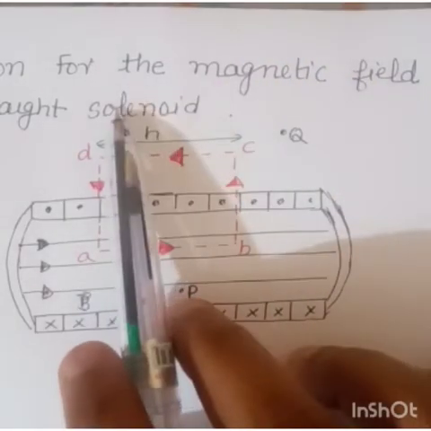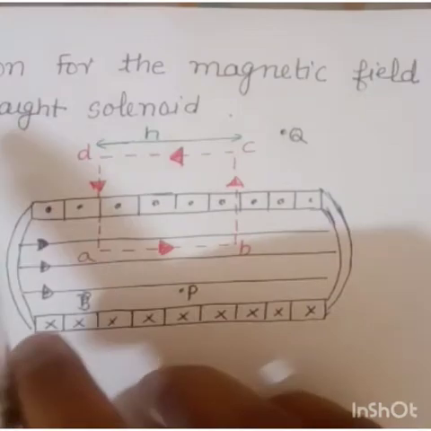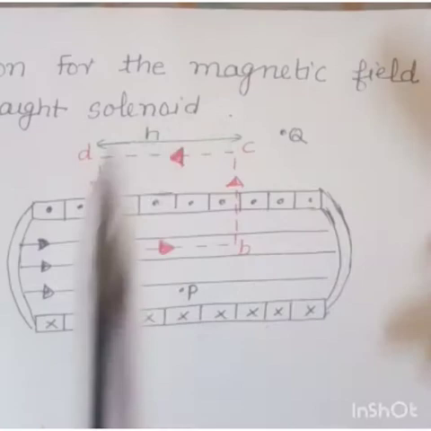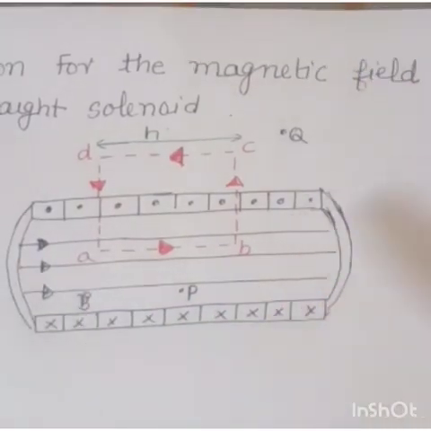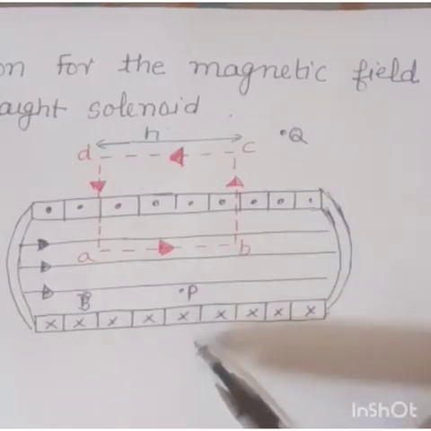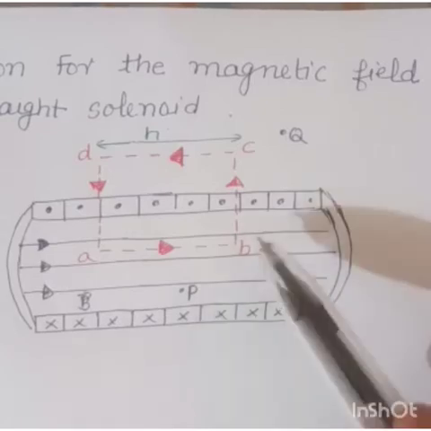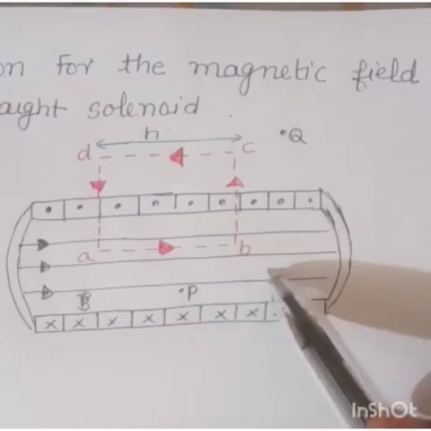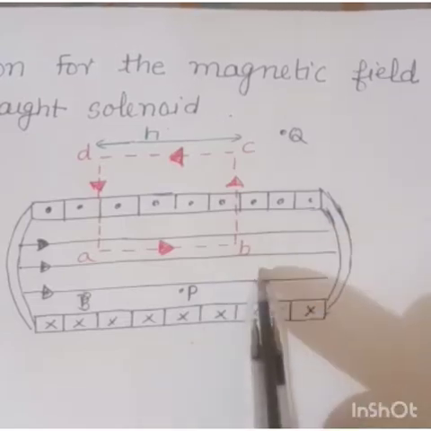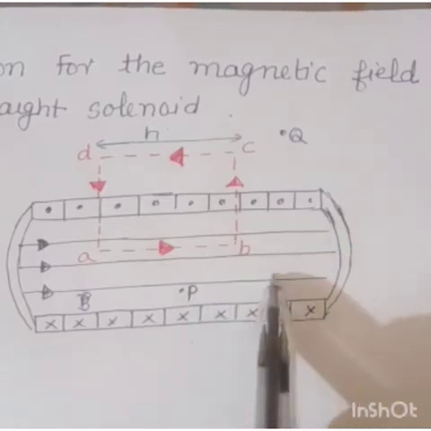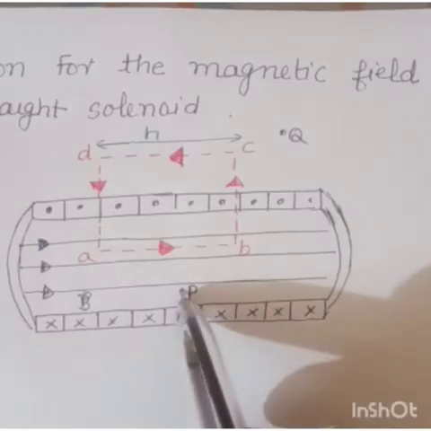The next one is the expression for the magnetic field inside a long straight solenoid. So what is a solenoid? A solenoid is a long coil containing a large number of closely wound turns of insulated copper wire. Here we have to consider the sectional view of a long solenoid. And you also know that the magnetic field inside a closely wound long solenoid is uniform everywhere. That means inside the solenoid the magnetic field is the same, parallel lines.